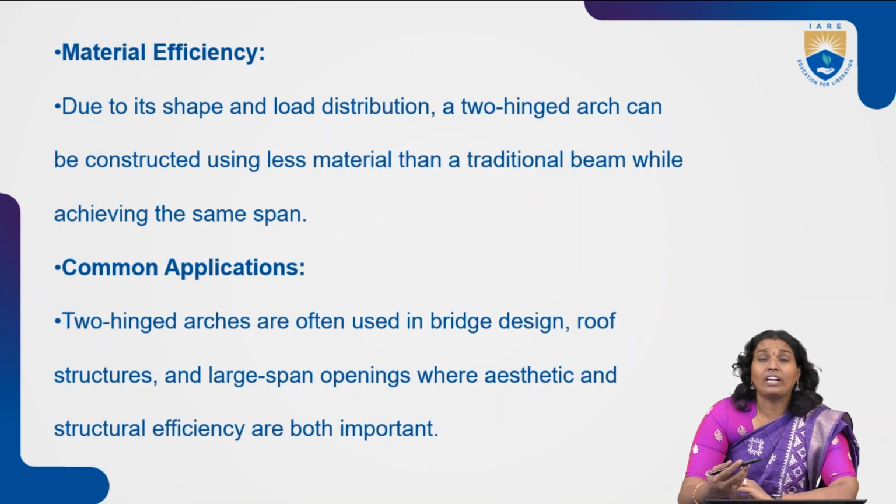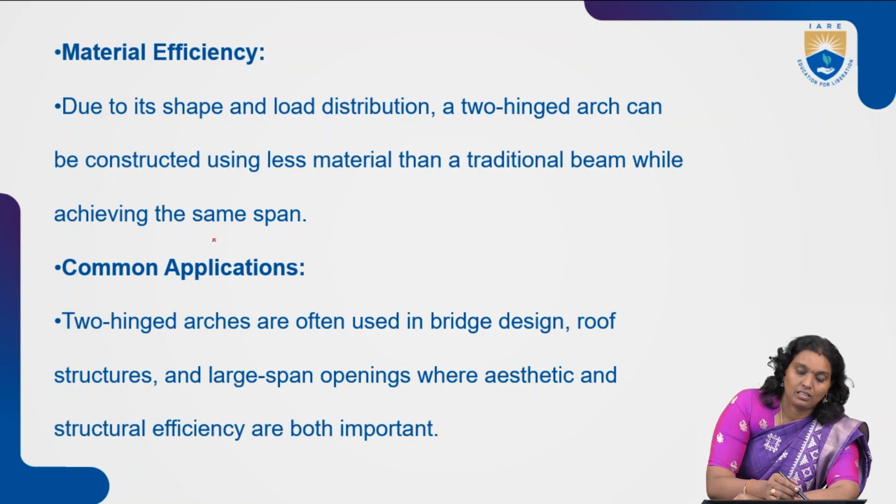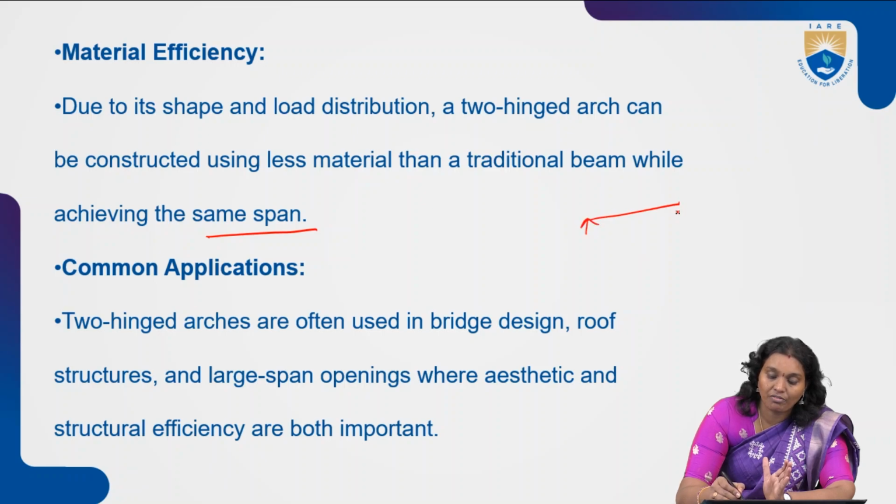What kind of material we use for the construction is also important. That gives material efficiency due to its shape and load distribution. A two-hinged arch can be constructed using less material than a traditional beam while achieving the same span. So, for the same span, instead of a traditional beam, we may provide this arch.